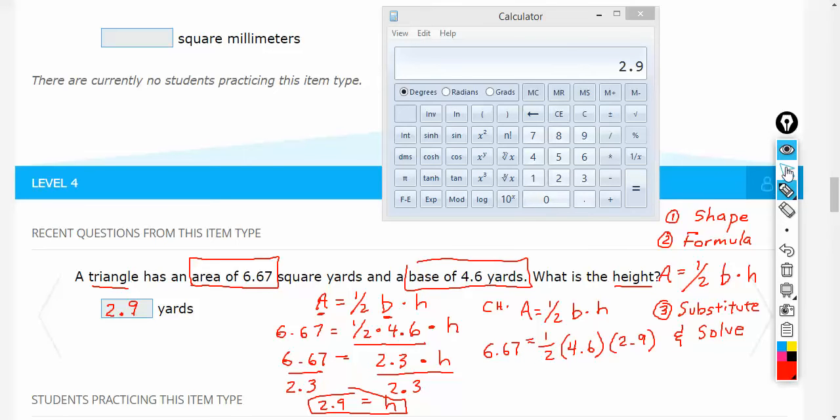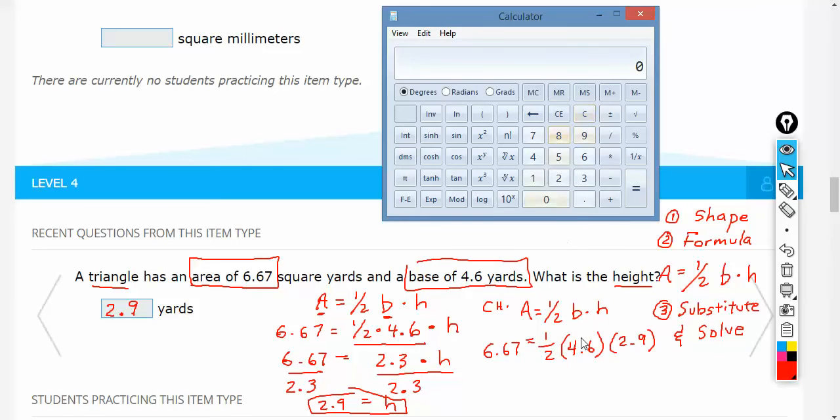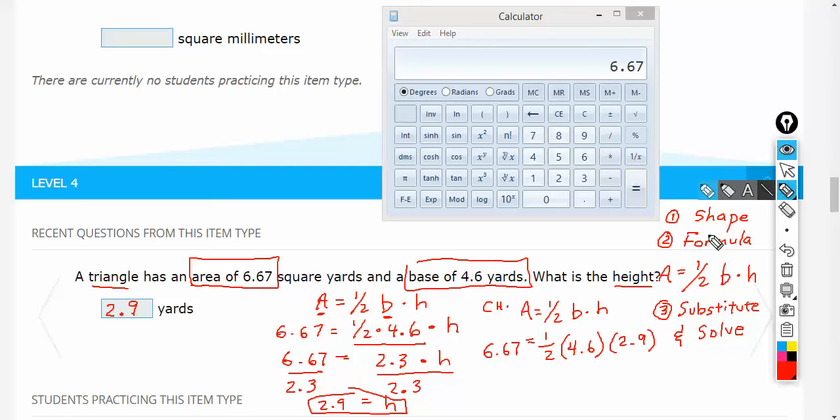Alright, clear. I'm going to do this first. 4.6 times 2.9 equals, and then I'm going to divide by 2, and that equals 6.67, which is the same as 6.67. So I know that this answer is correct. That's a lot.